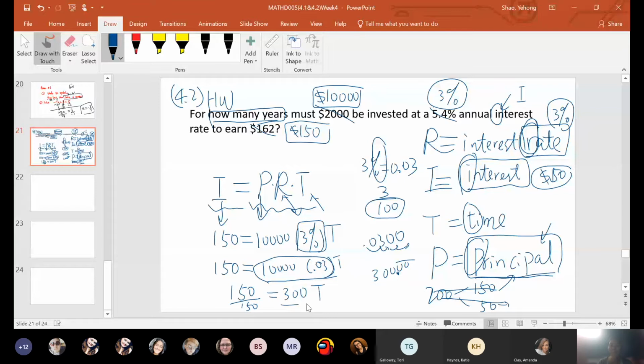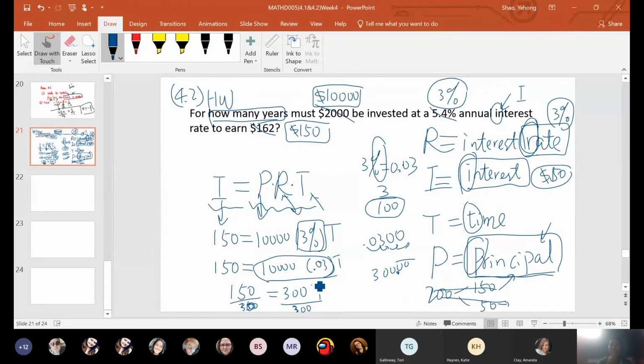We want to get rid of 300, right? So be careful with that. You need to divide both sides by 300 so you can get t by itself. After you divide both sides by 300, 150 divided by 300, you can either use decimals or fractions.